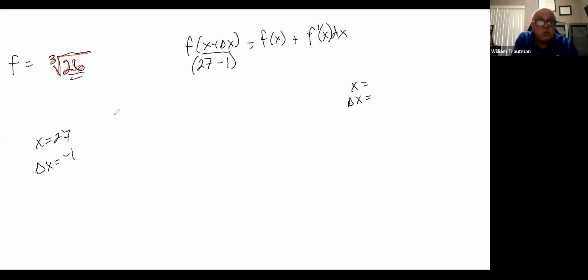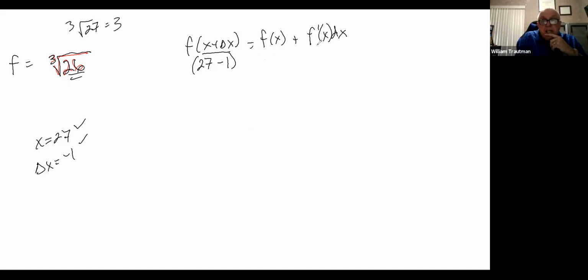Right? The third root of 27 does equal a whole number. I need to find a perfect third root, and 27 is the closest number to 26 that's a perfect root. The only way for me to get to 26 is by subtracting 1, so my change of x is going to be -1. So my x is 27, and my change of x is -1. So I put them over here. Let me erase these.